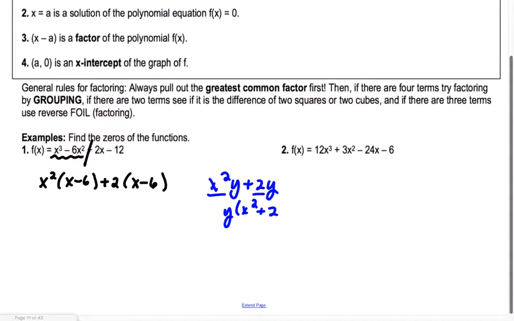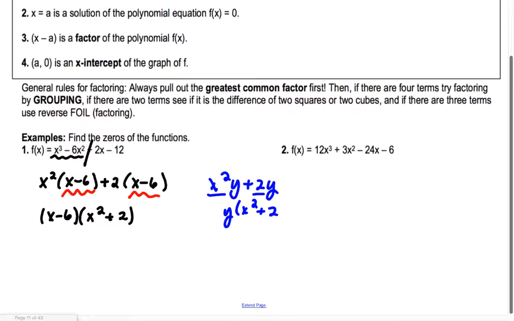Do you guys see how we have a GCF again? X minus 6 is now a GCF. So we pull the entire x minus 6 to the front, and we're left with x squared plus 2. Okay, and you can FOIL that out. You would see you get the same thing.